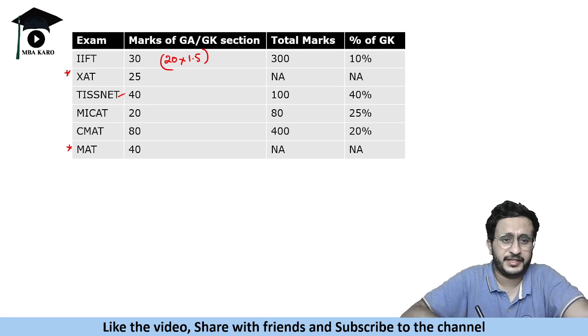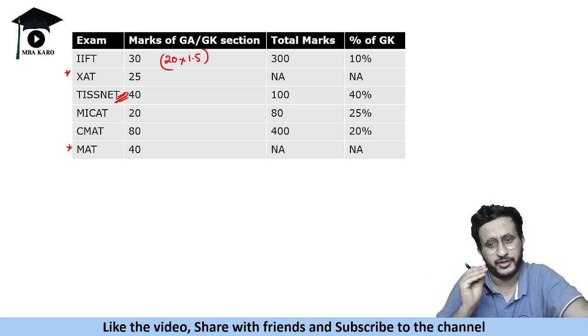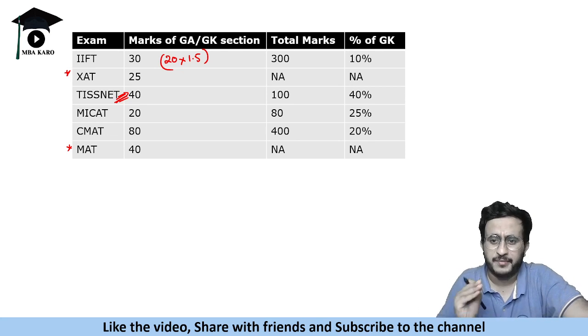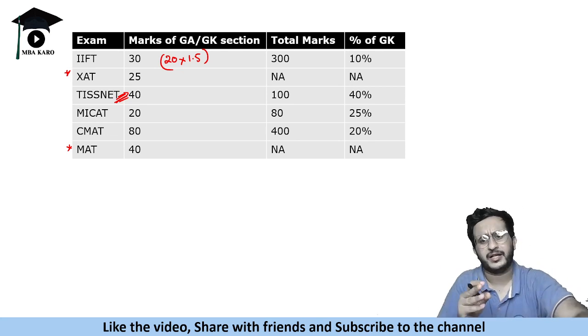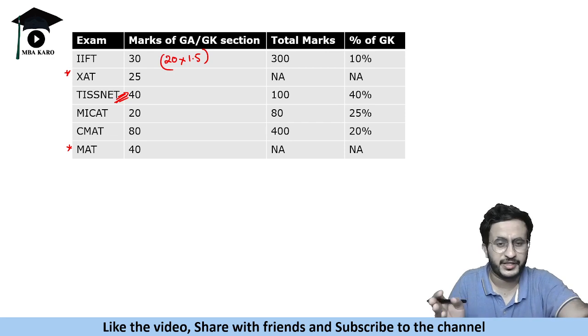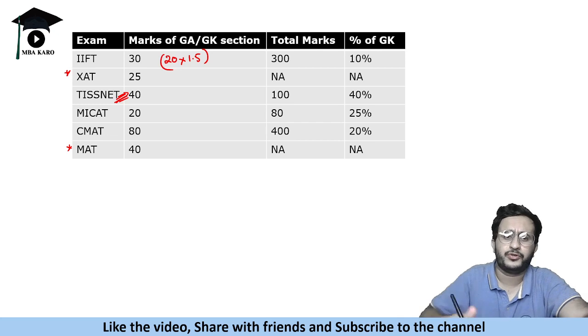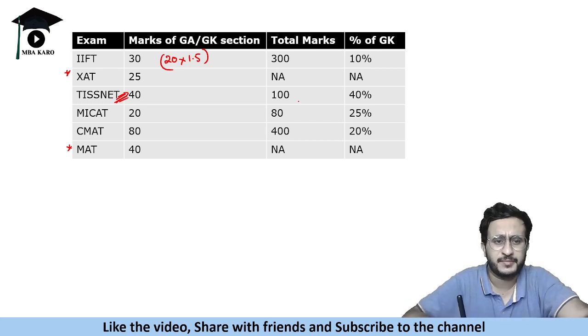Then TISSNET, it is the game changer, right? 40% weight, which is a huge composition. So if you need to crack TISSNET, you need to be very good with general awareness, because the other two sections, English and quantitative aptitude, are very much doable as compared to other examinations. So you need to be very good with general awareness to crack this examination.